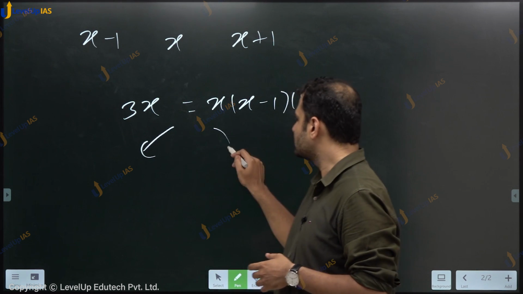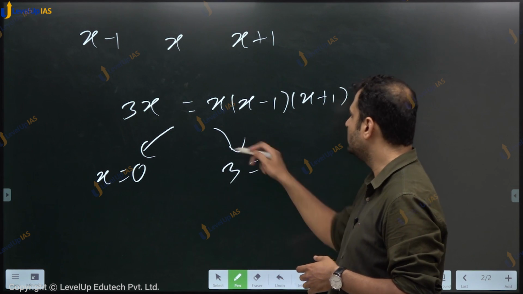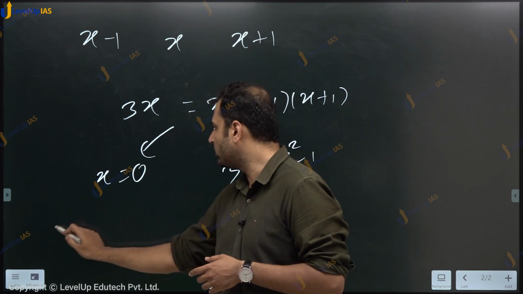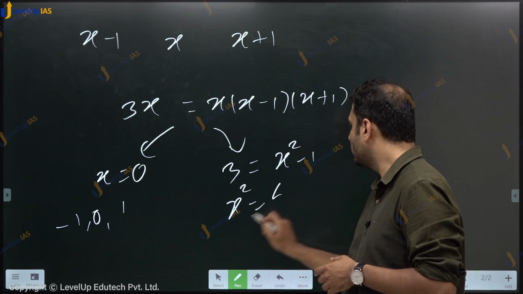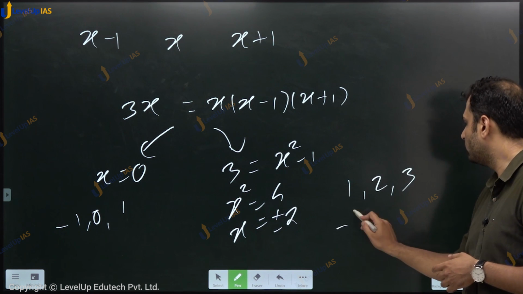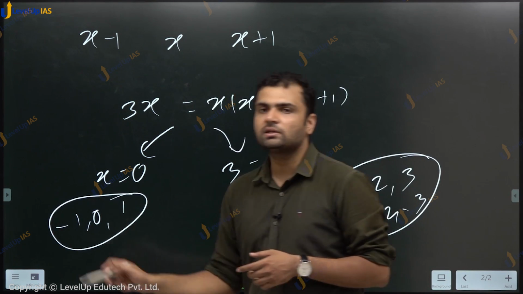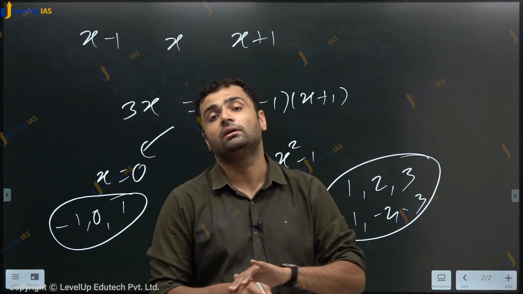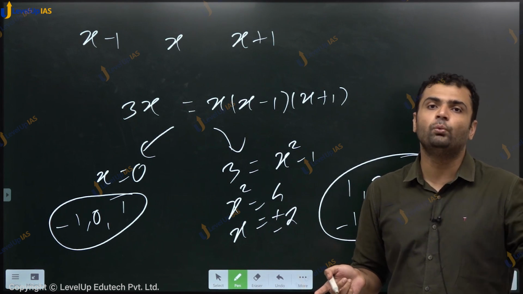So we take 2 cases. One is x equal to 0, the other is x non-zero, and if it is non-zero, we can cancel it. 3 is equal to x minus 1 into x plus 1, which is x square minus 1. And from x equal to 0, this is one triplet, that is minus 1, 0, 1. The other triplets we get from x square equal to 4, x is equal to plus or minus 2, and we get 1, 2, 3, and minus 1, minus 2, minus 3. So in fact, there are 3 such triplets of consecutive integers where the product is equal to their sum. But if you talk about natural numbers, there is only one such triplet.